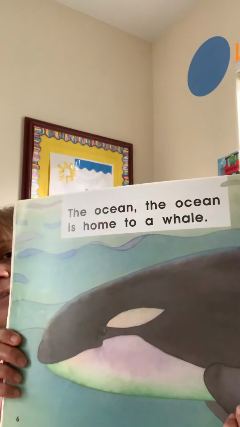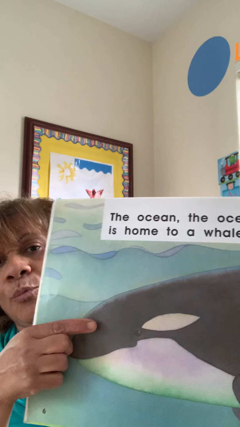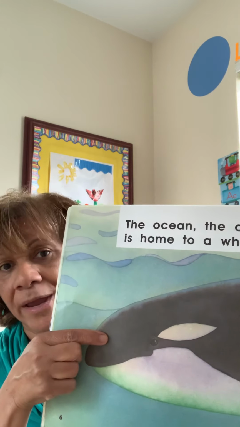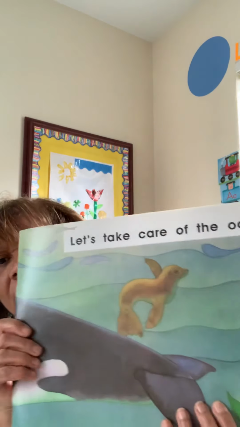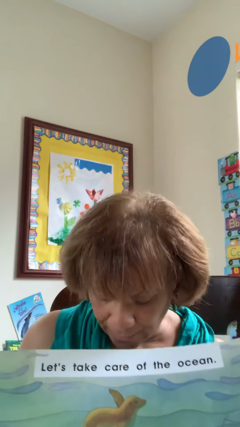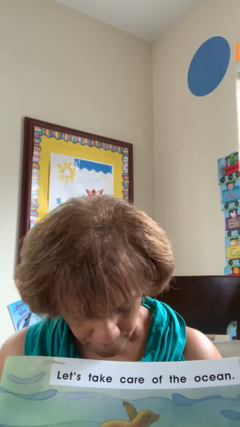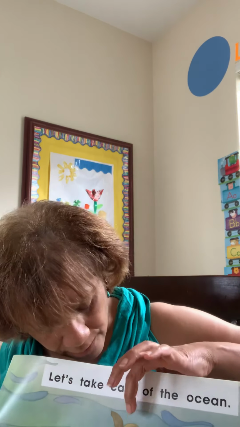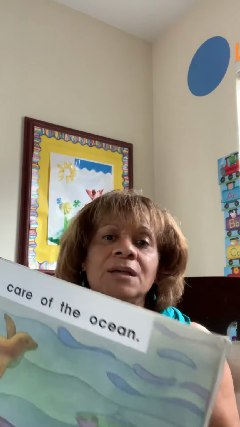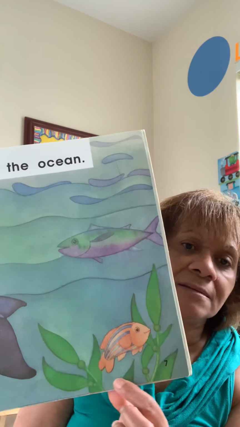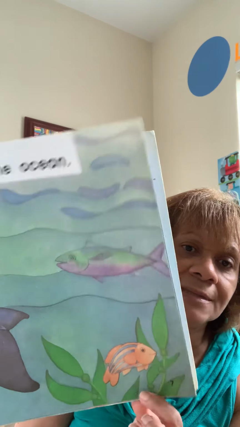Now we're looking at the ocean, and what do we call that? Yes, it is a whale, and it's called an orca whale. And also in the ocean, you have other creatures. Let's take a look at the other creatures that are in the ocean. We have fish that we know, but right here we have what is called a seal. A seal. And also in the ocean, there are plants that are called seaweed. Right here, seaweed.